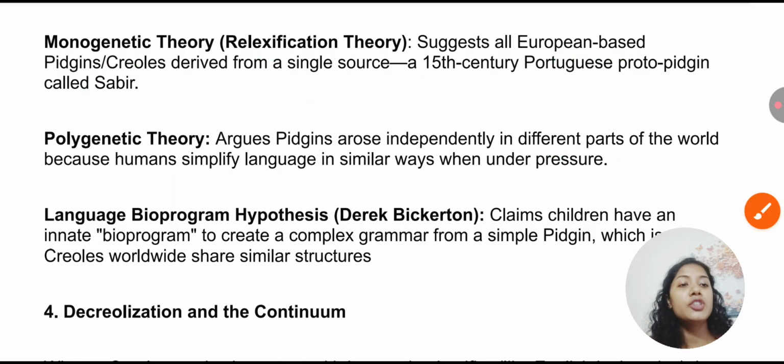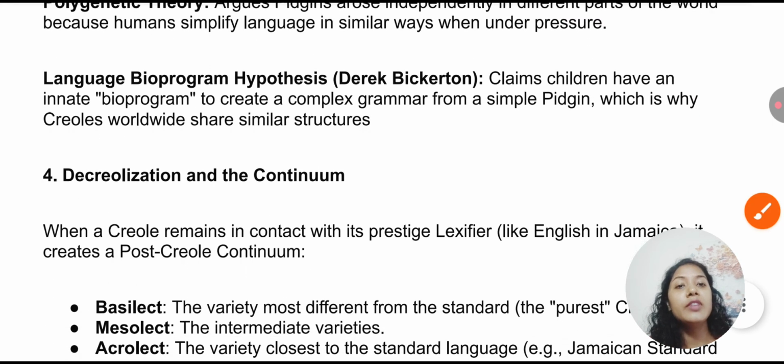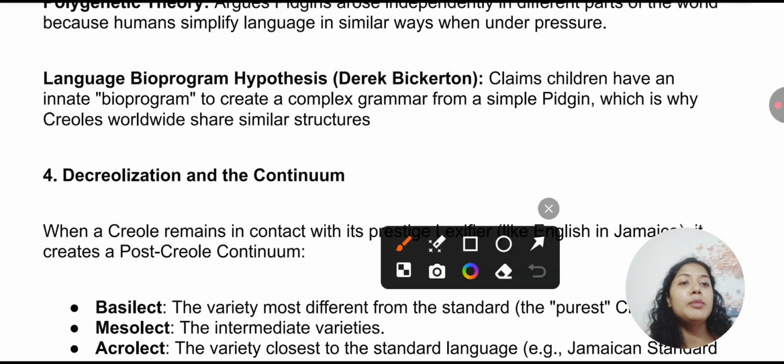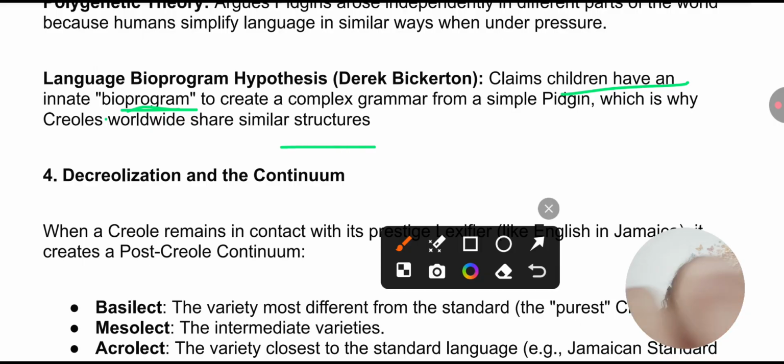Now the bioprogram hypothesis, what does it mean? It claims that children have an innate bioprogram. Similarly, this concept you can relate with Noam Chomsky's innatism theory, or the innate LAD, language acquisition device. That is, children have the innate device or innate bioprogram to learn the language by birth, to create a complex grammar from a simple pidgin, which is why Creoles worldwide share a similar structure.